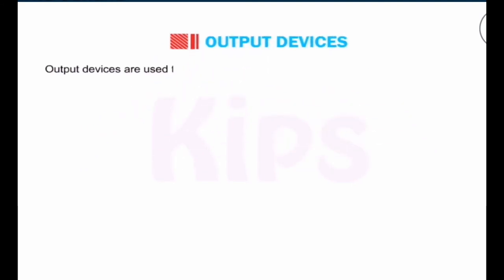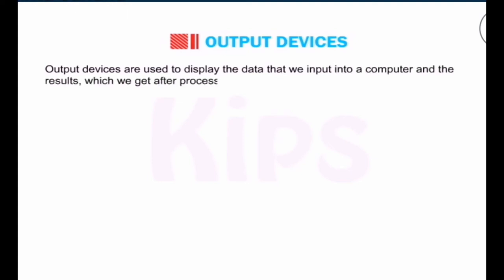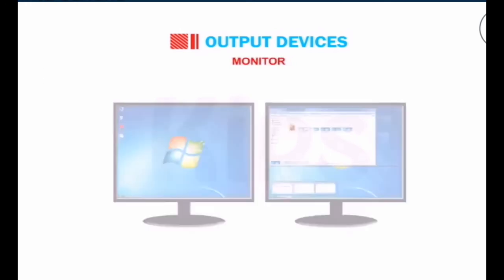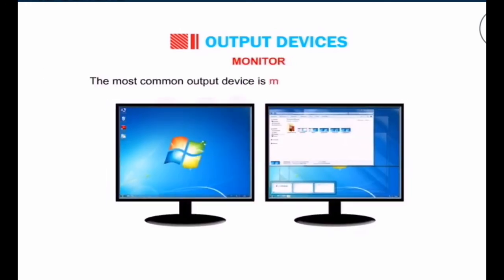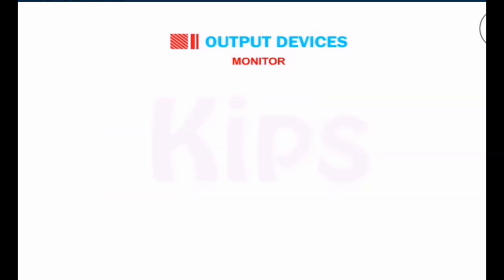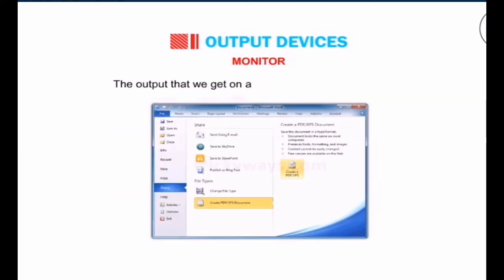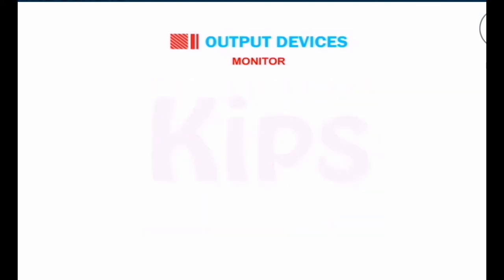Output devices are used to display the data that we enter into the computer and the results we get after processing. The first most common output device is the monitor. It looks like a television. The output that we get on the monitor is called what? Soft copy.